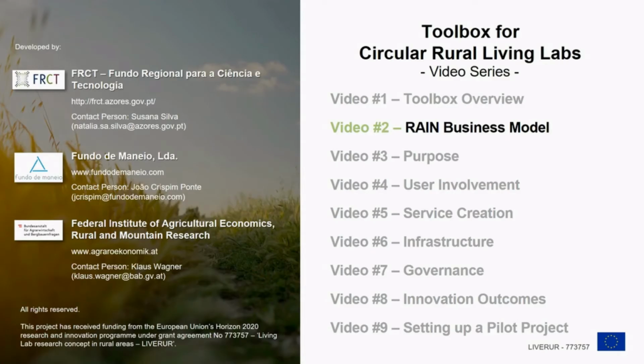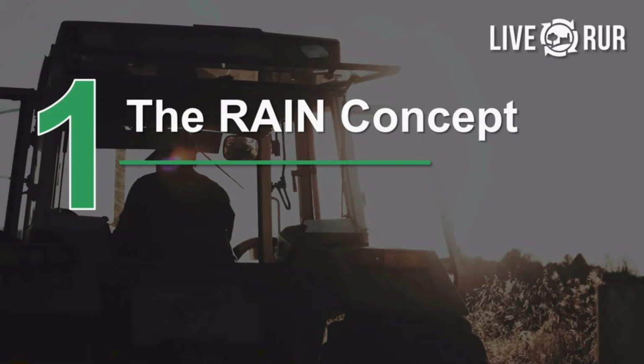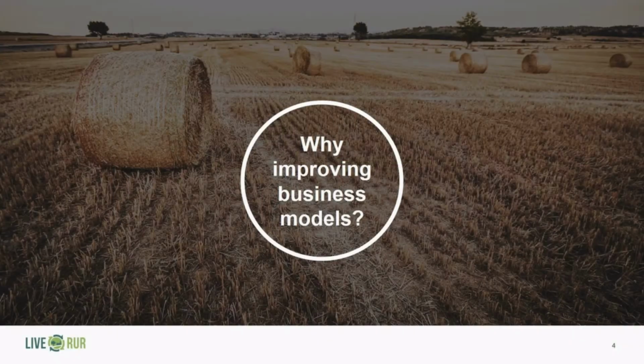This video is about how to design a more sustainable and resilient business model with the LIVERUR RAIN concept. First, we are going to see how this model works, and then we will show its applications to the Azores pilot Living Lab. Business models often fail for three reasons. Either because they do not meet the customer needs and expectations, or they do not consider the economic, social, or environmental impacts of the products and services they provide, or they cannot address specific challenges in rural areas.